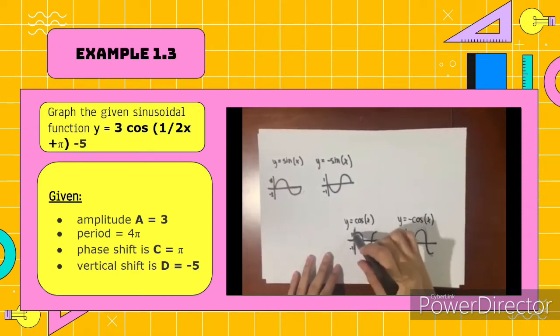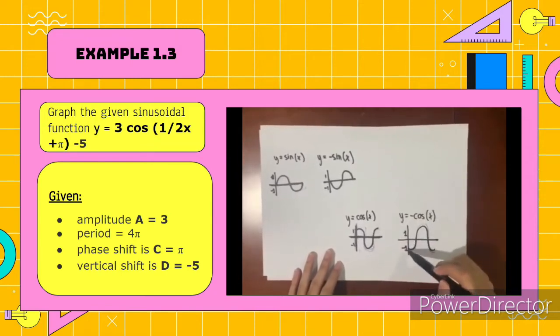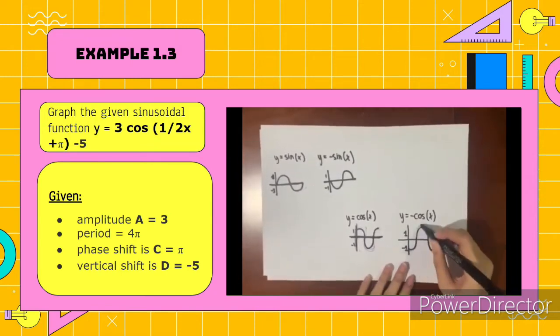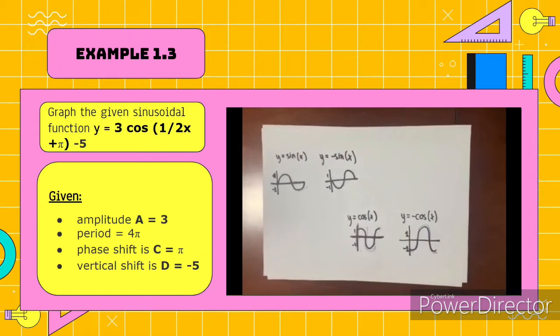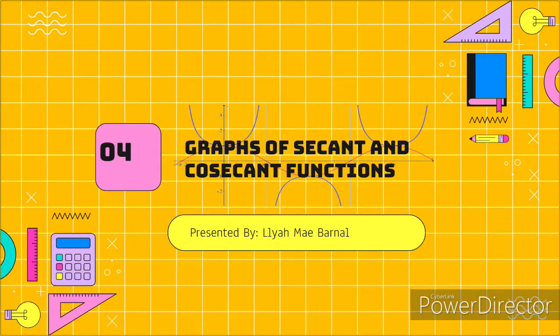Taas o baba, basta hindi sa center. Pag positive, taas na pataas. Pag negative, magsisimula ka sa negative. Then pataas, then pababa. So, ganyan ang difference ng pag-graph sa cosine and sine function. At ito na ang graph ng example.